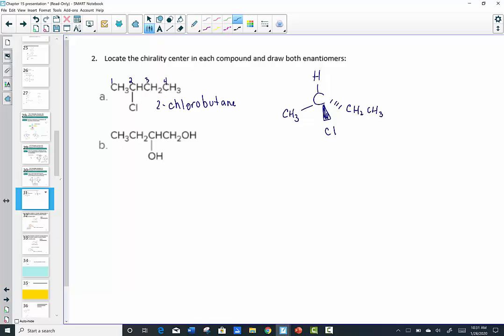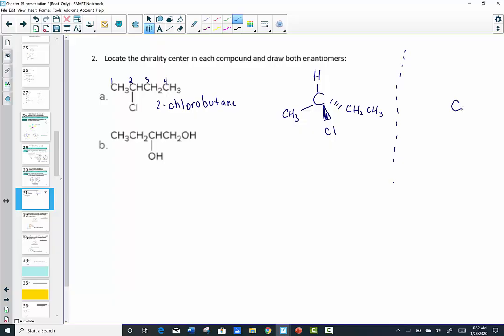I randomly selected where I place those 4 unique groups around the chiral center. It absolutely does not matter what you decide to place on the dash, the wedge, or those bonds that are in the same plane. This is called, we'll just say now, the first of the 2 enantiomers. Now draw what you would see in terms of the reflection for the second compound.